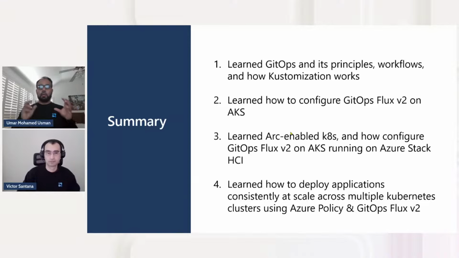Then we quickly touched on what Arc-enabled Kubernetes is, how you connect any of your on-prem clusters or clusters running in other cloud providers, and how you deploy the GitOps extension on those clusters. In our case, Victor showed an amazing demo of AKS running on Azure Stack HCI and how you configure GitOps on that. Finally, we learned how you deploy applications consistently at scale, using Azure Policy and GitOps Flux v2. This is where you have many clusters and you deploy applications consistently.